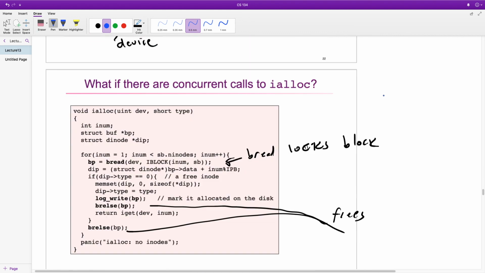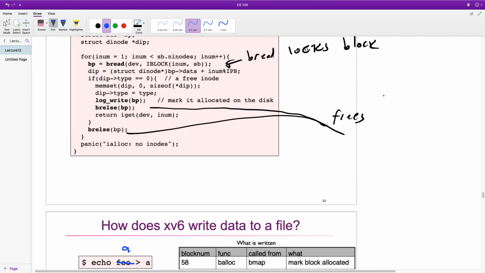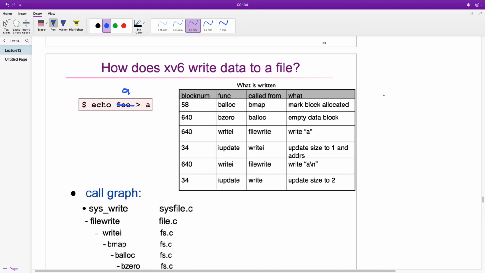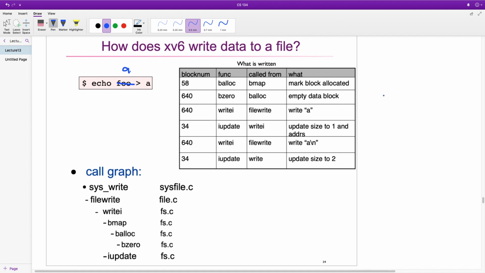So if we go back to this slide here, 58 is that bitmap. Okay, so we need to write that to disk to show that we've now allocated a block. Which block have we allocated? 640, because 640 is the one we're about to write to here. So 640 is the one that was written to.